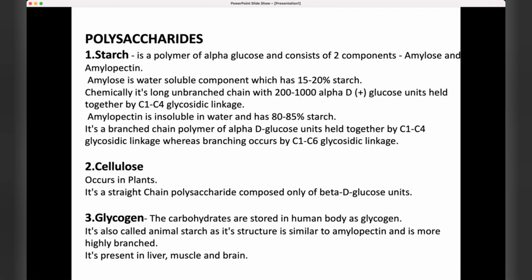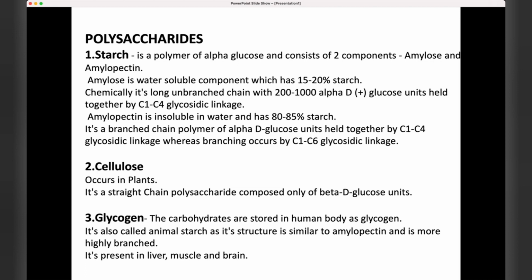And finally, we come to polysaccharides, which are divided into starch, cellulose, and glycogen, which are all important forms of polysaccharides. Firstly, starch. What is starch? It's very important. Just remember that it's a polymer of alpha glucose and it has two components, amylose and amylopectin. You can see the structure of both in the NCERT textbook. Just go through the structure. And amylose is the water soluble component. It makes up 15 to 20% of starch.